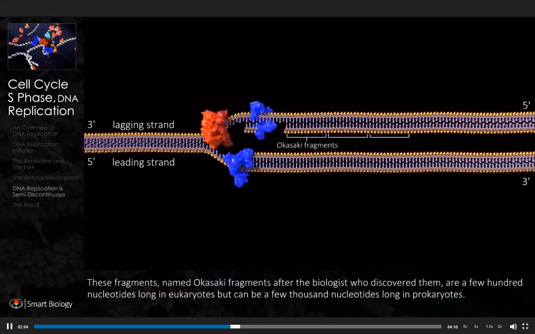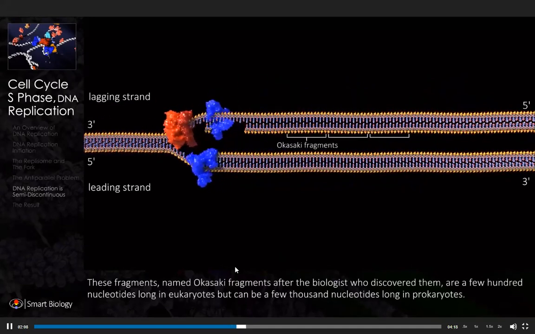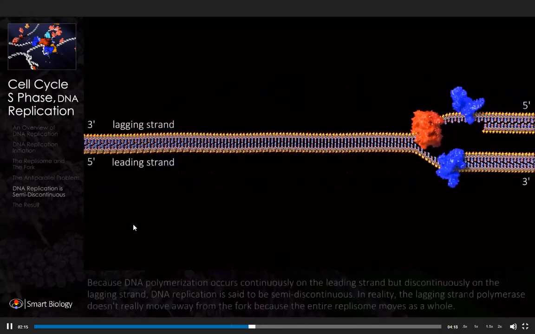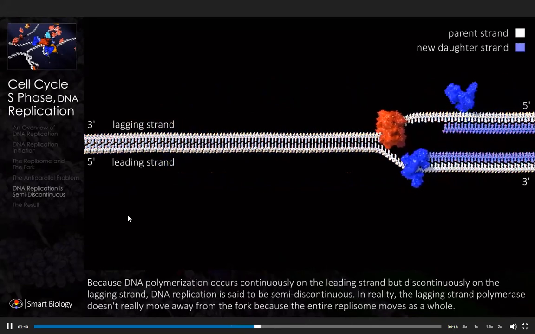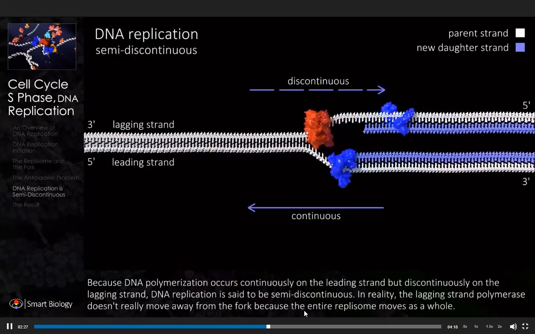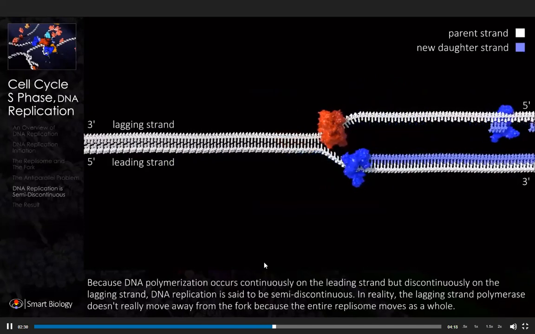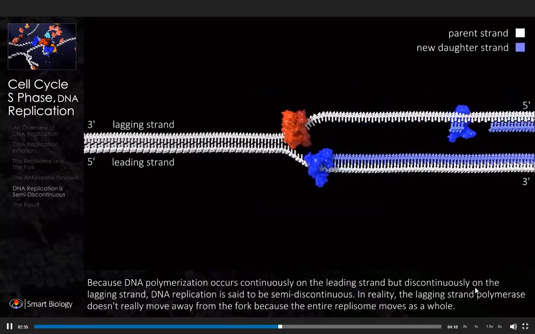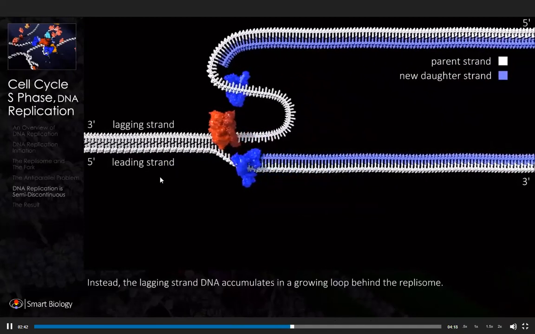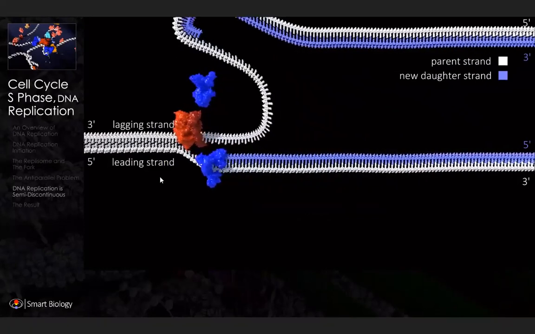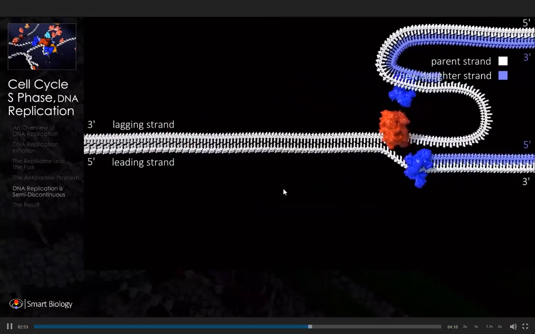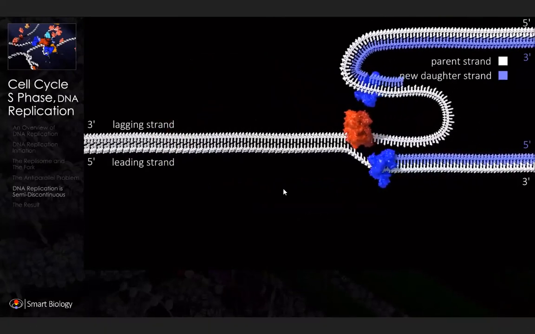These fragments, as you know, are called Okazaki fragments after the biologist who discovered them. And they are a few thousand nucleotides long in prokaryotes. Because it's occurring continuously on the leading strand but discontinuously on the lagging strand, DNA replication is said to be semi-discontinuous. In reality, the lagging strand polymerase doesn't really move away. It's a part of the replisome. So there you go. Now it will be easy to understand. So the DNA itself loops around. This is fantastic.